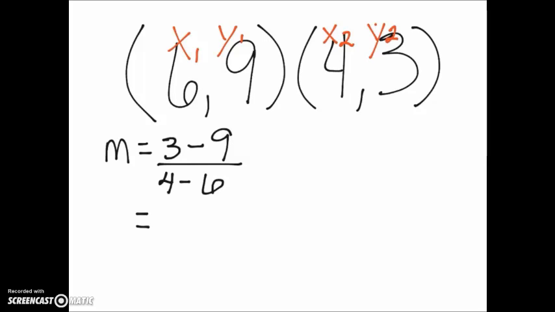3 minus 9 is going to give us negative 6, and 4 minus 6 is going to give us negative 2. Notice in this case we have a negative over a negative. Anytime that we multiply or divide two negatives, they turn into a positive. So the negative over the negative is going to become positive. Okay? It's really important. From there, we just reduce. 6 divided by 2 is 3. That means that our slope here is positive 3.